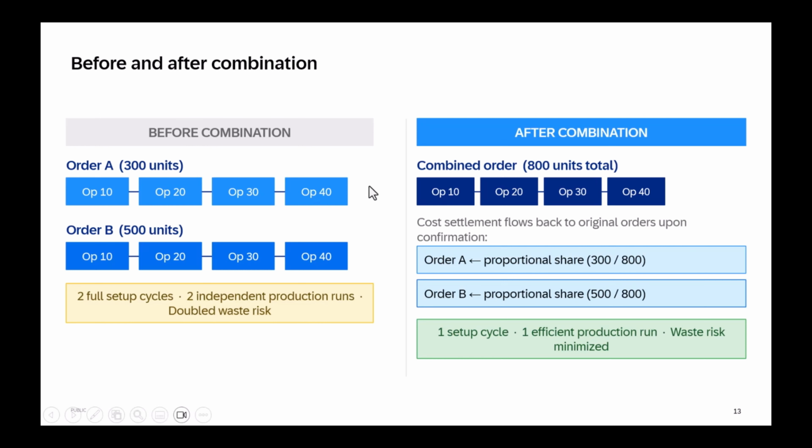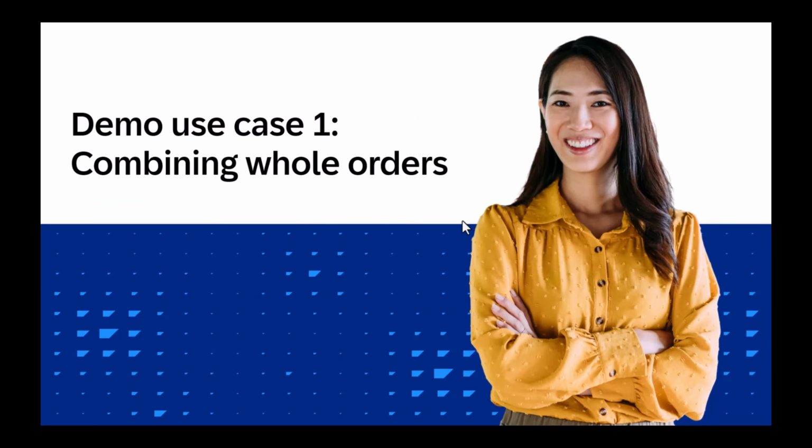Now with the new feature, after the combination, you have a combined order with a total of 800 units. Remember the 300 and the 500. And you also have the shared operations, so you only go through 1 setup cycle, which is more efficient to produce. But let's see this in my demo.